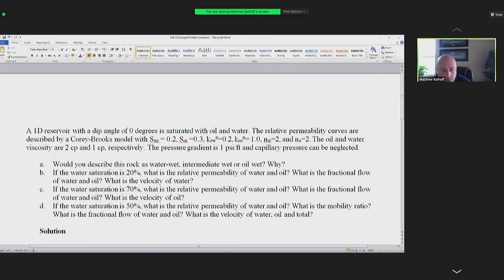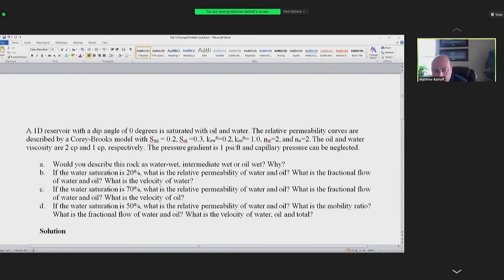A 1D reservoir with a dip angle of 0 degrees. That just means it's flat. And it means we don't have to worry about gravity, which is going to make this problem a little simpler. It's saturated with both oil and water, so there's no gas. And we probably won't be dealing with gas for a while. So most of the time we'll have oil and water.